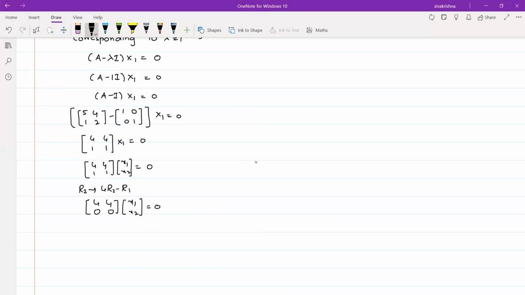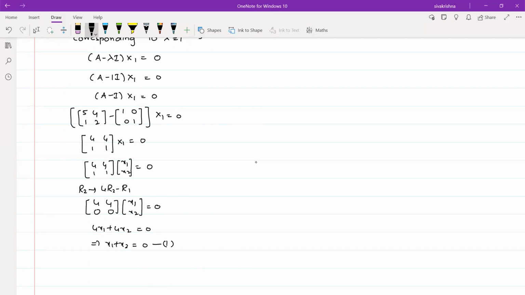Now you can multiply these two matrices, so that we get 4x1 plus 4x2 is equal to 0. So this is the process I am explaining for how to find an eigenvector. Okay, please listen carefully. This is the way we have to find the eigenvector corresponding to the given eigenvalue. So 4x1 plus 4x2 is equal to 0. From this we can write x1 plus x2 is equal to 0. It means I get only one equation, but we have two variables, x1 and x2.